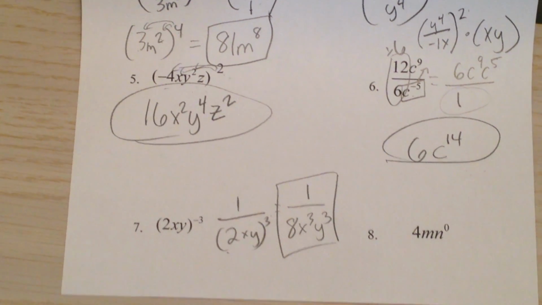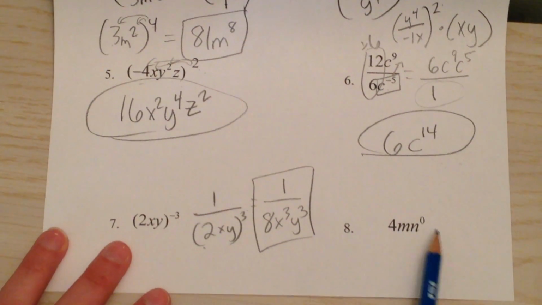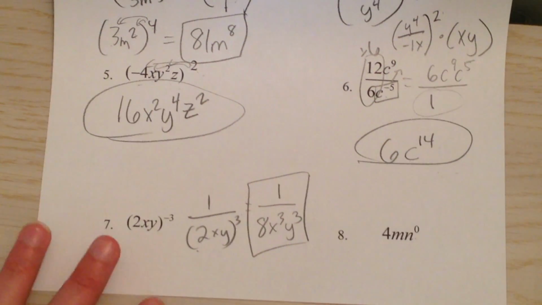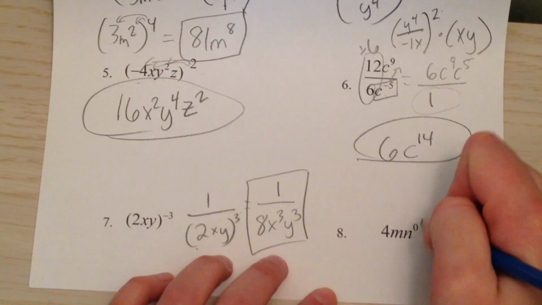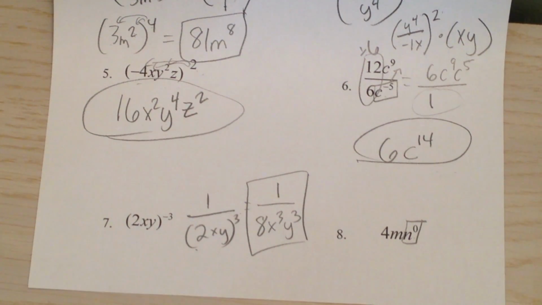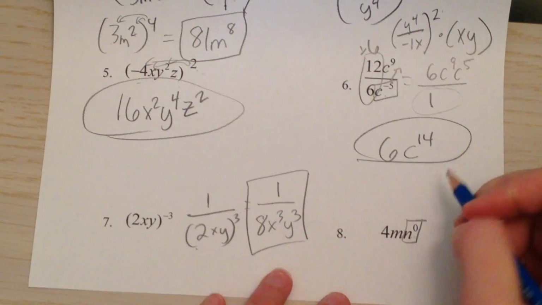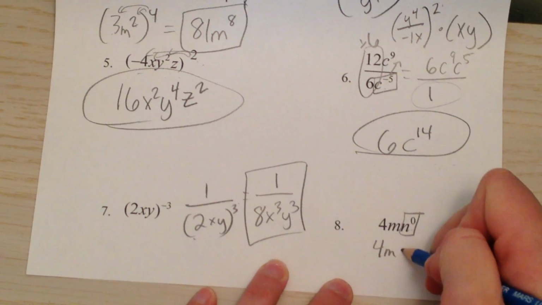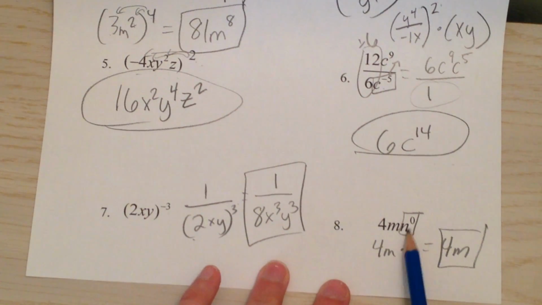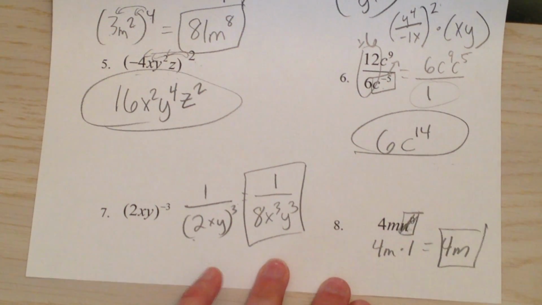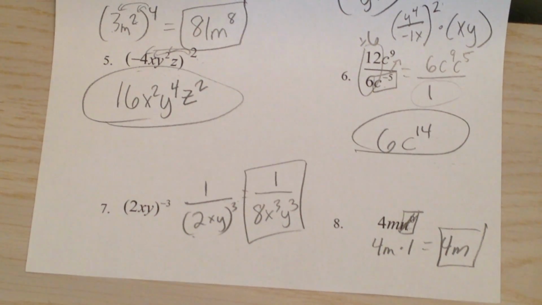And finally, number 8. I see something with a 0 exponent. Remember, anything to the 0 power is 1. So this to the 0 is 1. However, my entire problem is not equal to 1 because this is still 4m times 1, or just 4m. So anytime you see something to the 0 power, you can basically just mark off that one thing. Now, the only way to expand that is to put some parentheses, but in this case, we didn't have that.